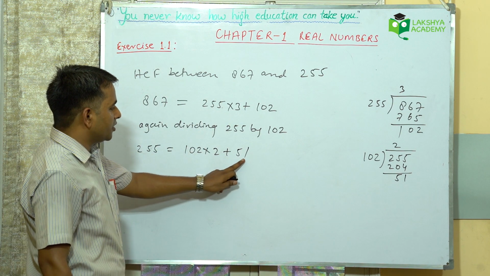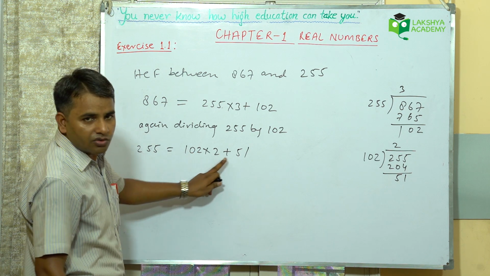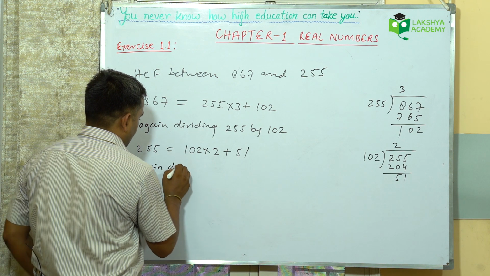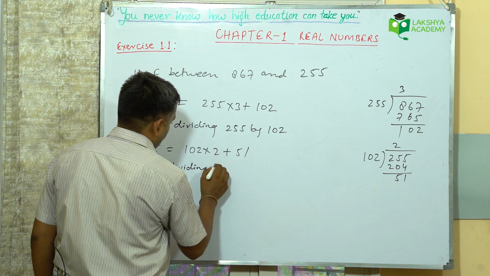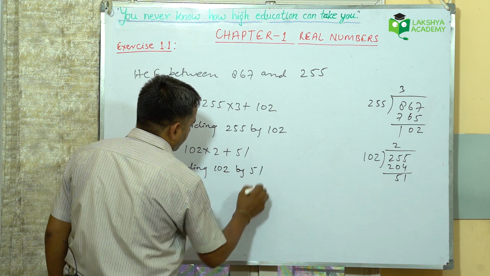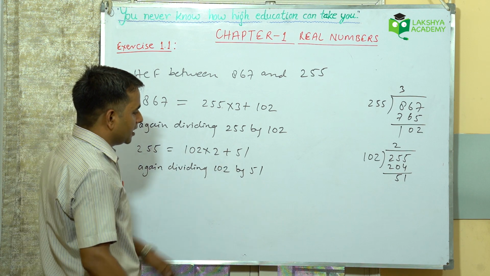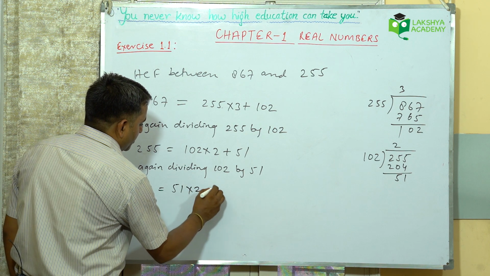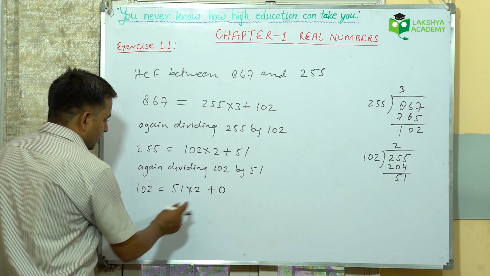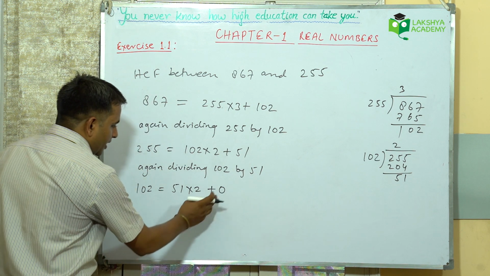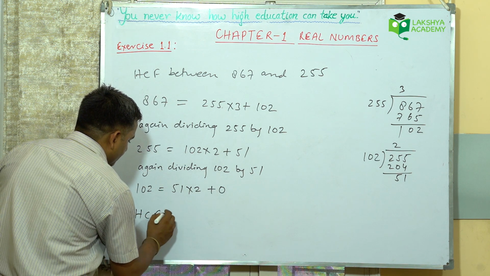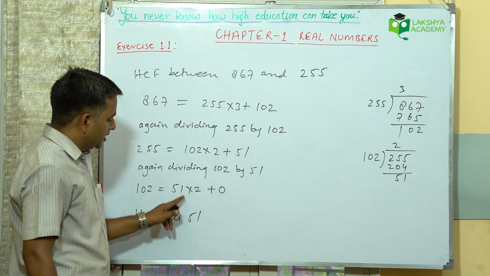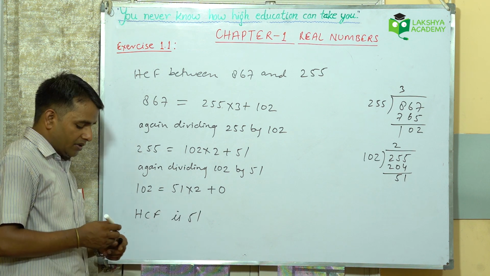Again the remainder is not 0. So we will divide this divisor 102 by 51. Write it down again, dividing 102 by 51. So we will always divide by the remainder only. So this is 102 equals 51 into 2 plus 0. Remainder is 0. So it will terminate here itself. HCF is 51. So by dividing by 51, we are getting remainder 0. Therefore HCF will be 51.